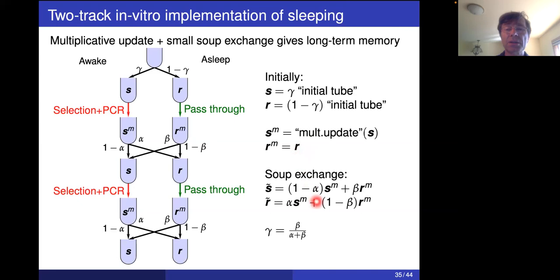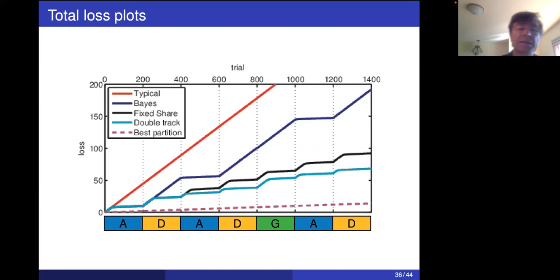Now here's what happens. I made up an artificial experiment where for a while expert A was good, then expert D was good, then A was good again, D, G, A, D. Now assume this is the best partition, sort of God's algorithm, and assume its loss goes up very slowly. An arbitrary expert's loss goes up very fast. This is the loss.